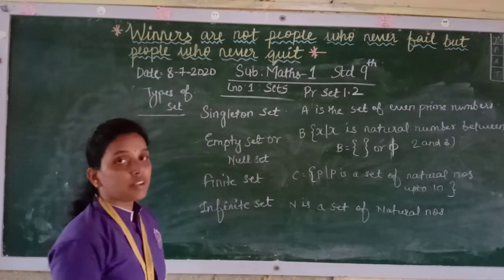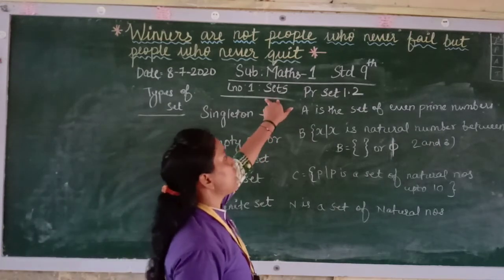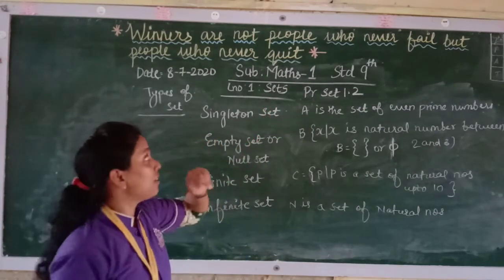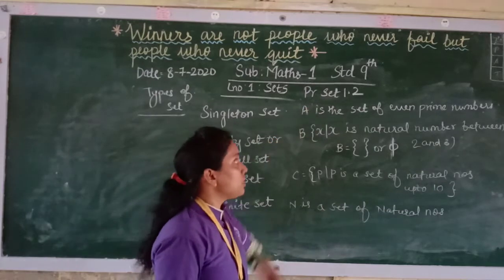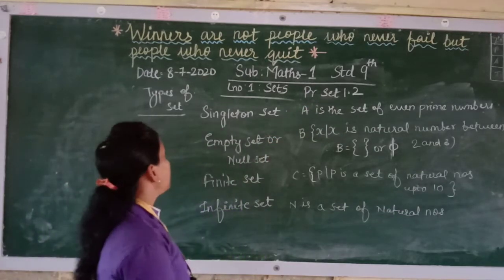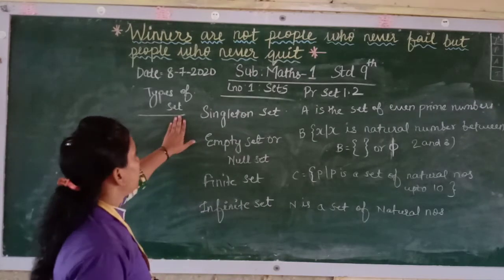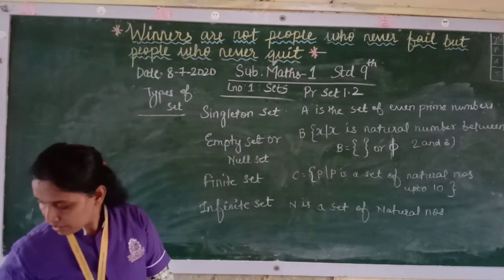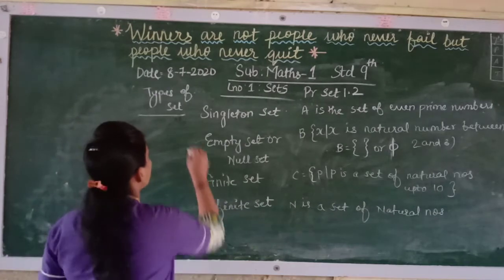So today we'll see the next session of chapter Sets of 9th standard. That is the first chapter, and we'll see practice set 1.2. Before that, we'll see the types of sets. Now see here, in types of sets you will get the singleton set.